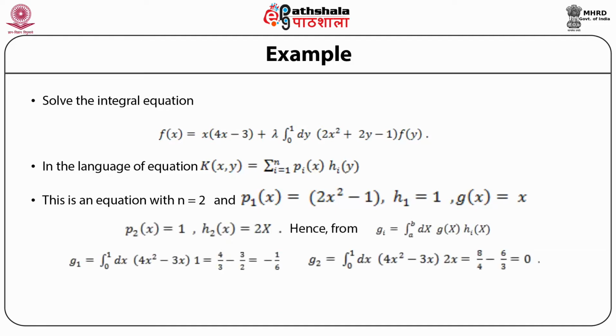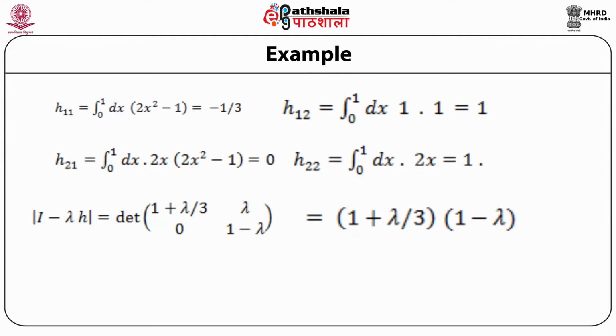Hence, g_i is given by the integral from a to b of dx, g(x) into h_i(x). Thus, g1 is the integral from 0 to 1 of dx, and now substitute for g and h1. So, 4x square minus 3x into 1, the integral is minus 1 by 6. Therefore, g1 is minus 1 by 6. g2 likewise can be calculated to be 0.